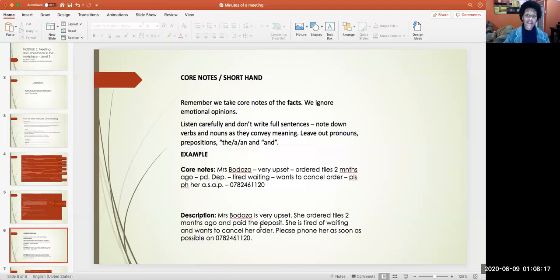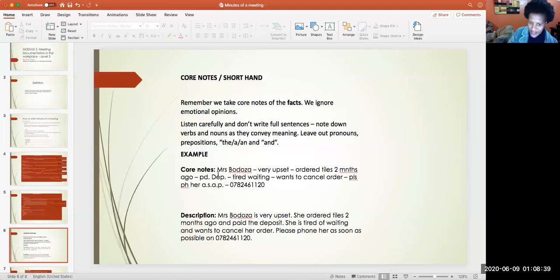Core notes assist a whole lot of people who have to expand the notes into fully fleshed out minutes of the meeting. So please, it's very important for you to understand how to utilize the core notes. So let's look at an example, this example again.